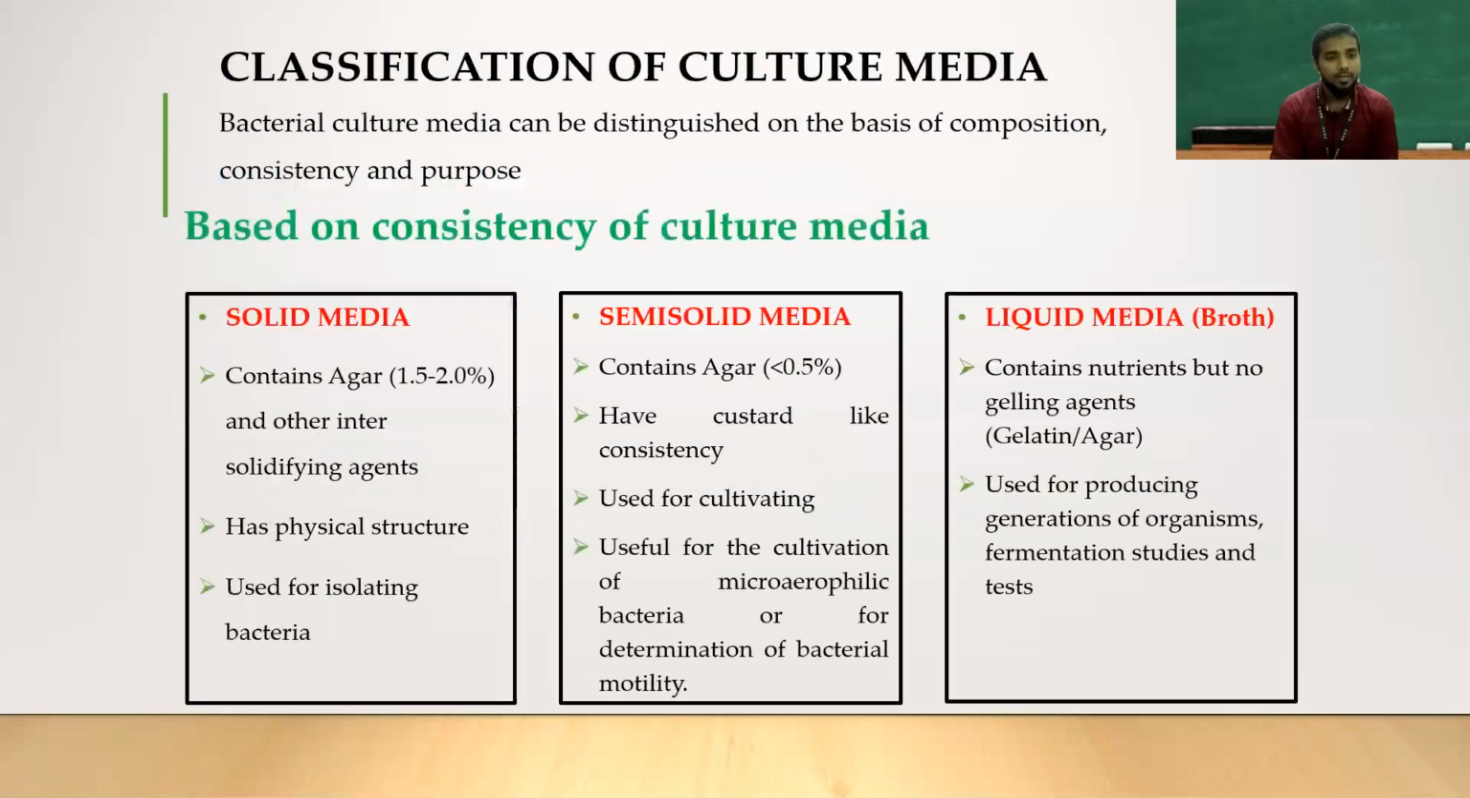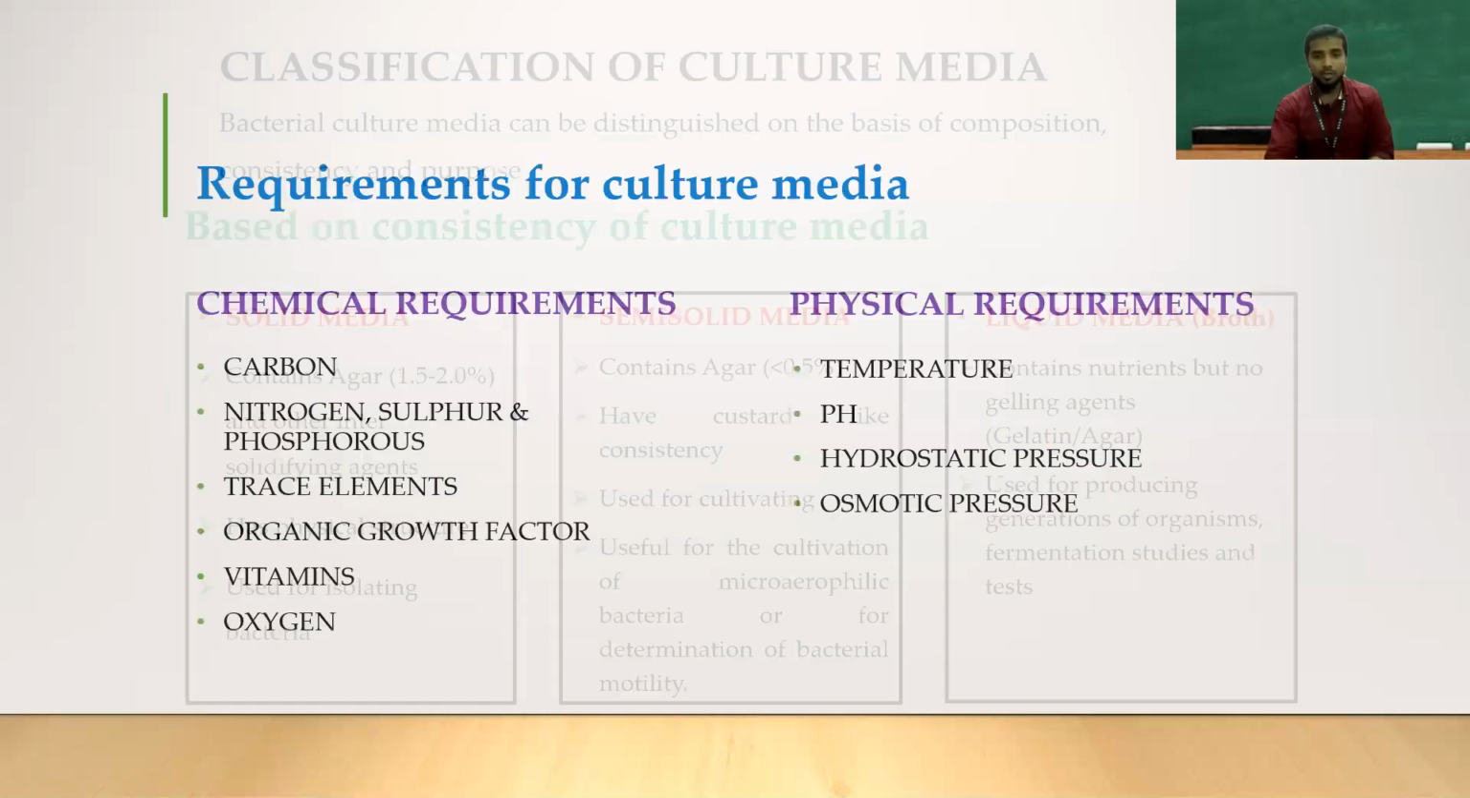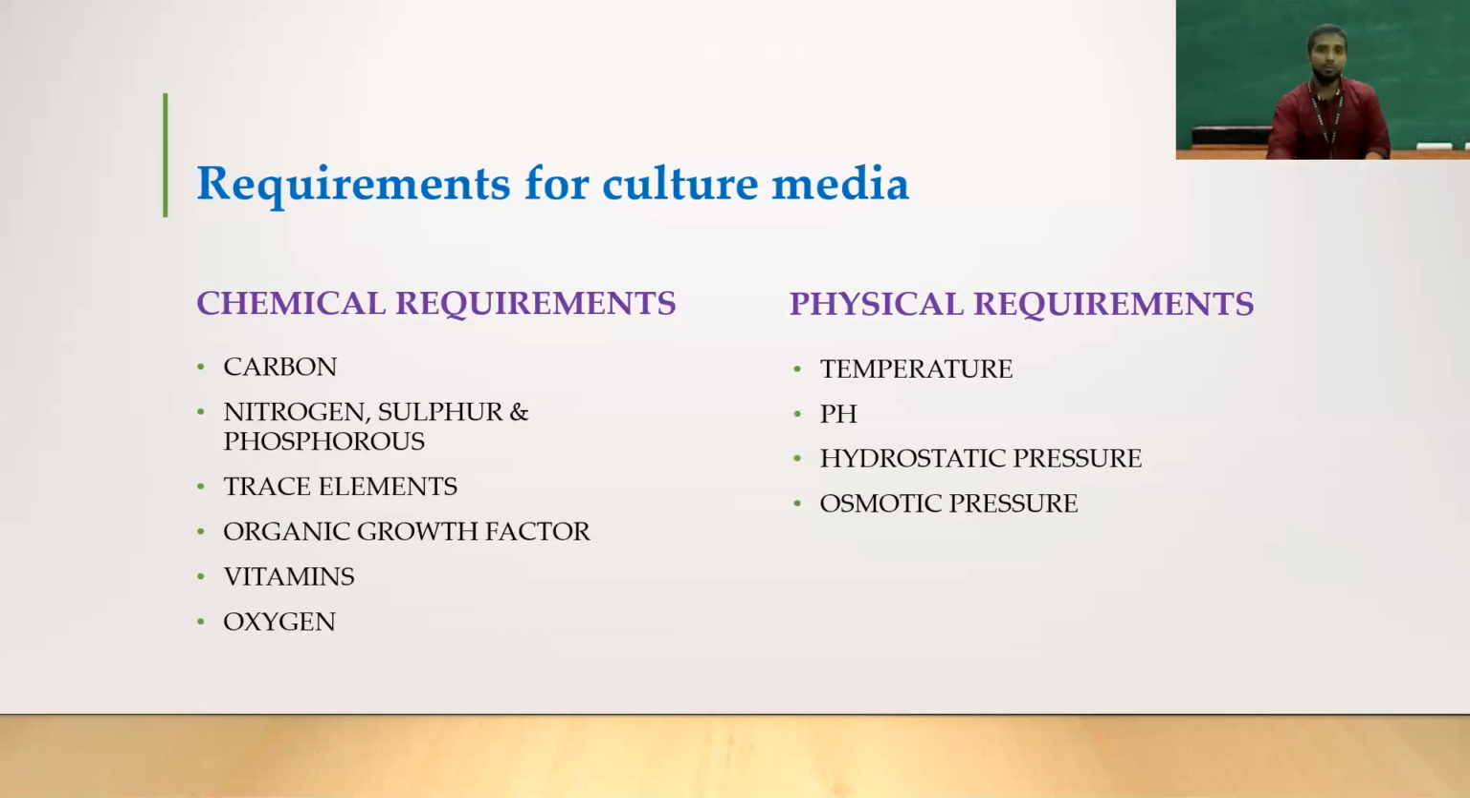Okay, and moving on to the classification of culture media. In the beginning we studied what culture media was, and in the next slide we saw the requirements of a culture media: the chemical requirements and the physical requirements. Chemical will be carbon, nitrogen, trace elements, vitamins, oxygen, whereas physical parameters could be temperature, pH, salt concentration, and hydrostatic pressure and osmotic pressure. Osmotic pressure you can also consider as salt concentration.